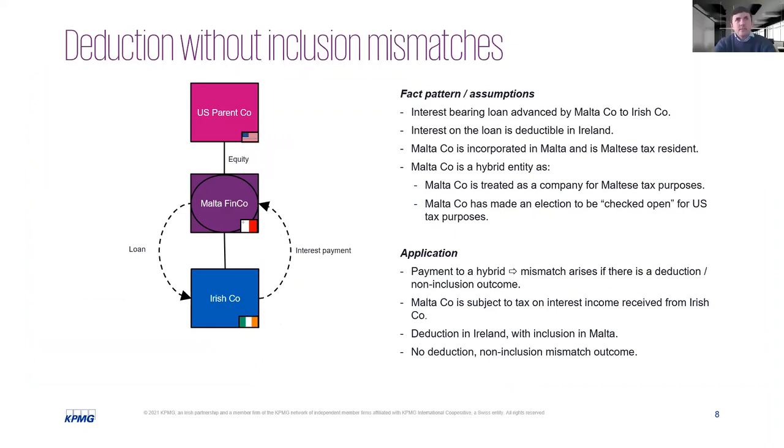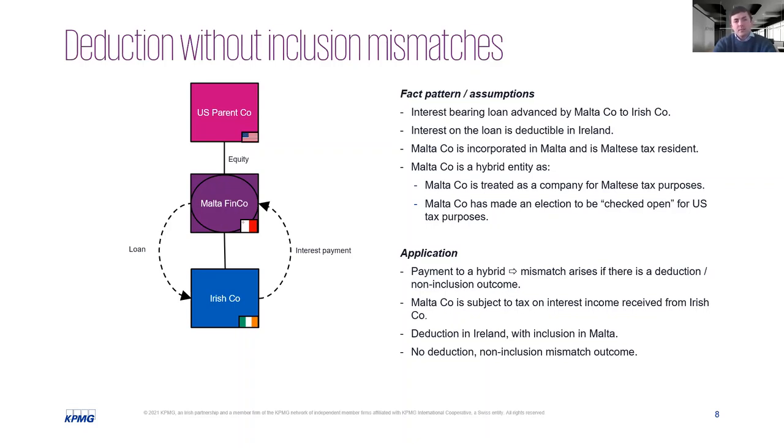Thanks, Gareth. So the first category of examples that we're going to look at are deduction without inclusion mismatches, which involve hybrid entities. In our first example here, we have a US parent company, and it has a Maltese subsidiary, which is lending down to an Irish company. And so there's an interest payment being made from the Irish company to the Maltese company.